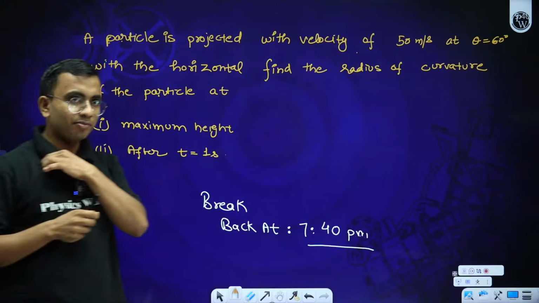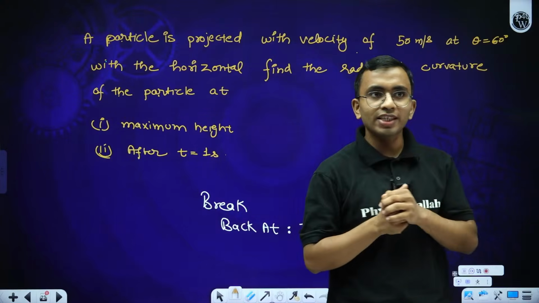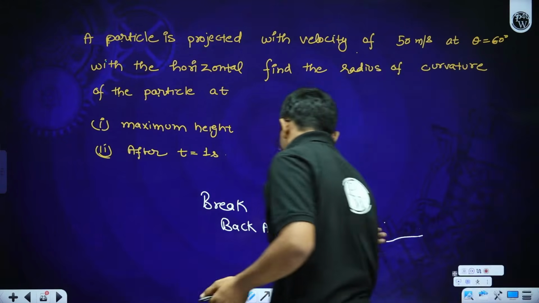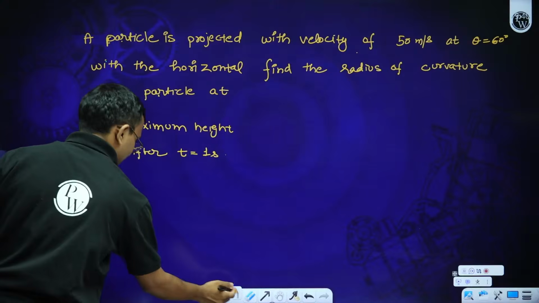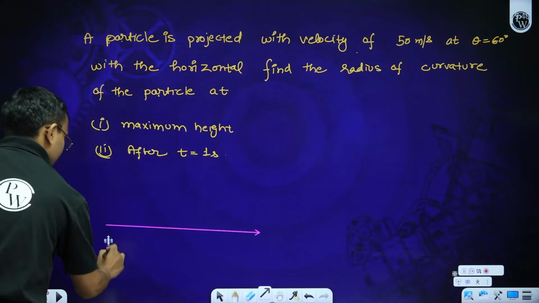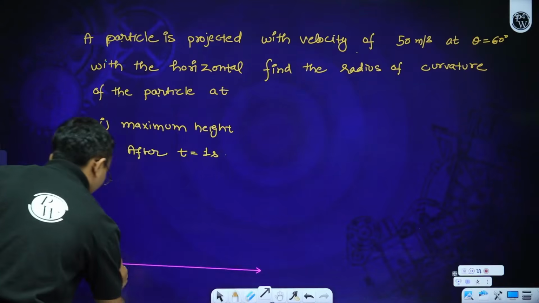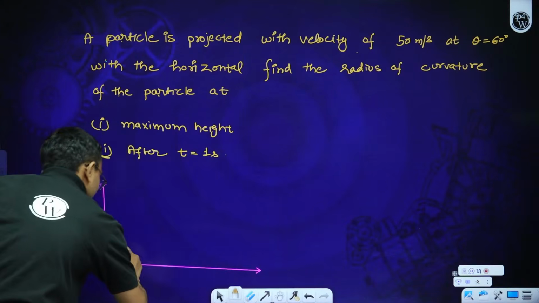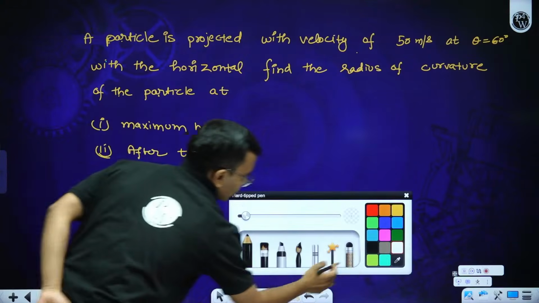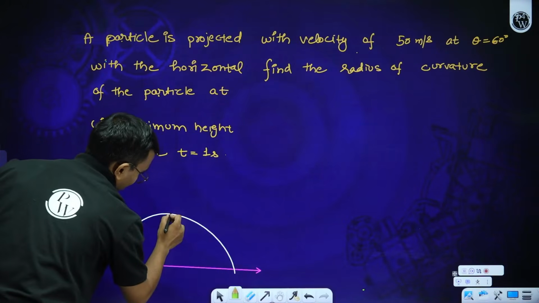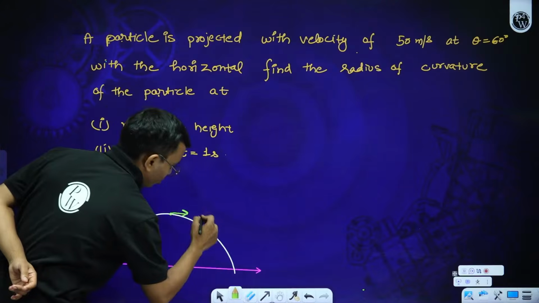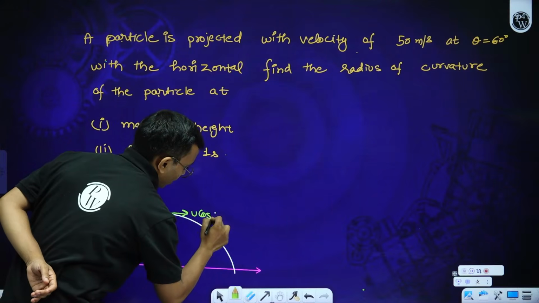Okay, so we are back. We need to find the radius of curvature in this question at the maximum height and after t equals 1 second. See, if I talk about the maximum height case, the particle is going like this. At maximum height, it is just moving horizontally, with what velocity? u cos theta.